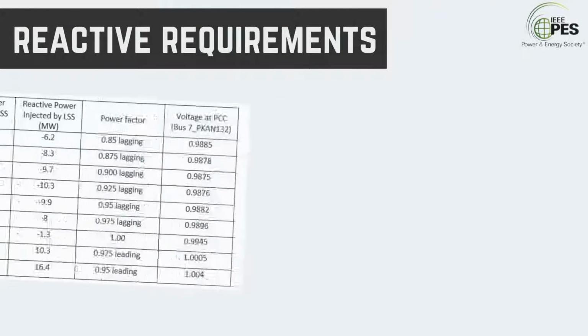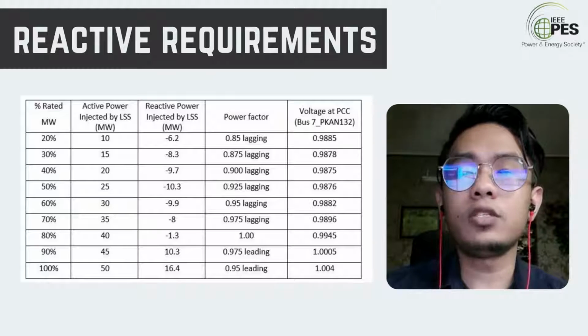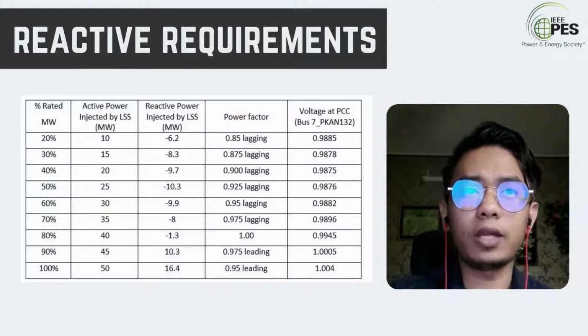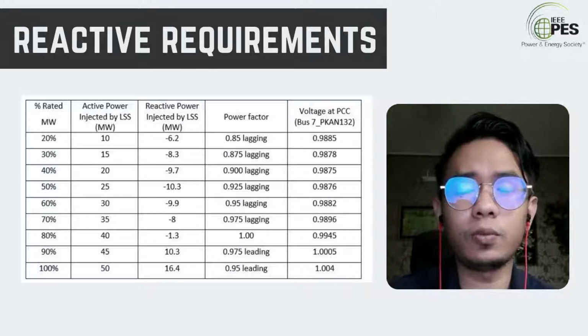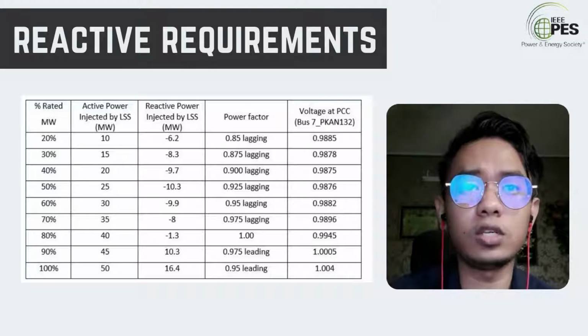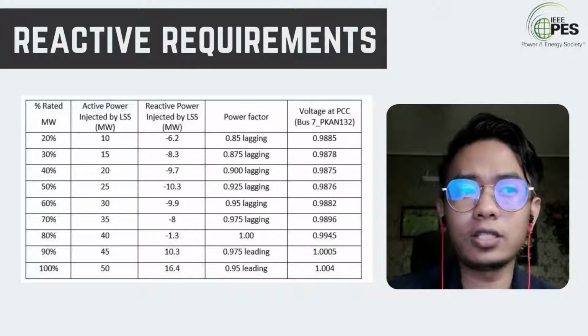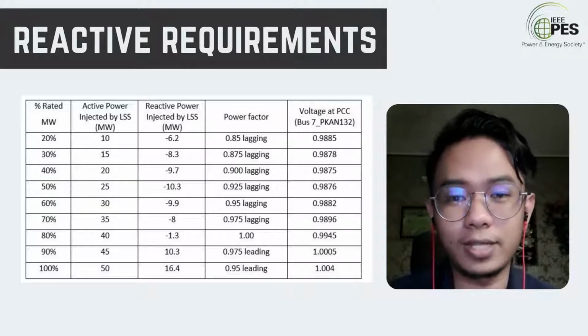As you can see here, our reactive power requirements. We started at 20% until 100%, and by this graph you can see we started at 0.5 lagging to 0.95 leading, and our voltage is still at plus minus 10%.